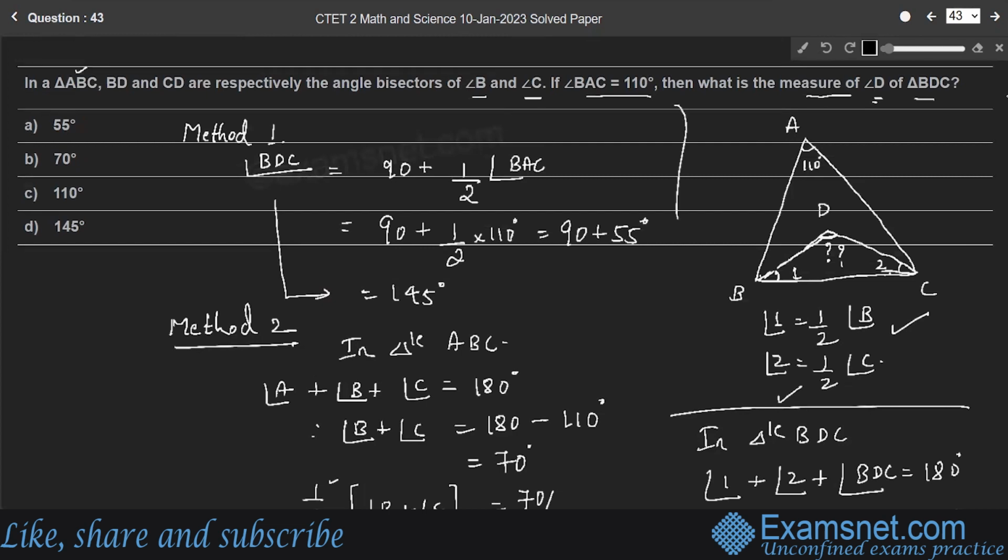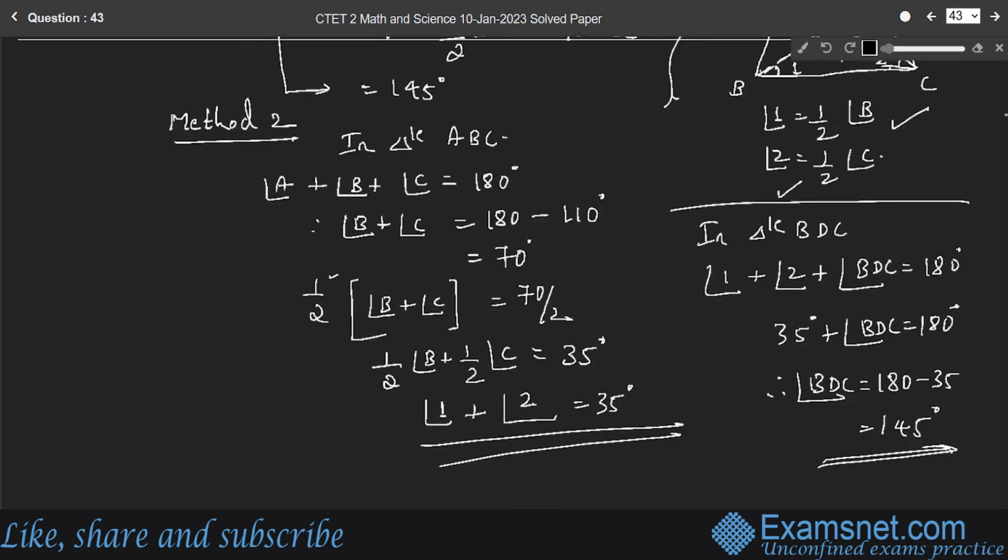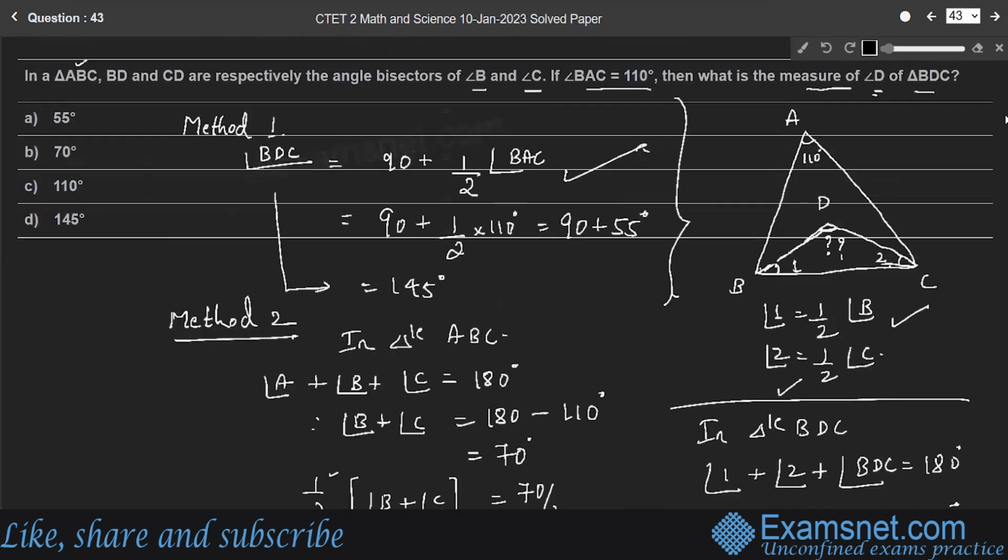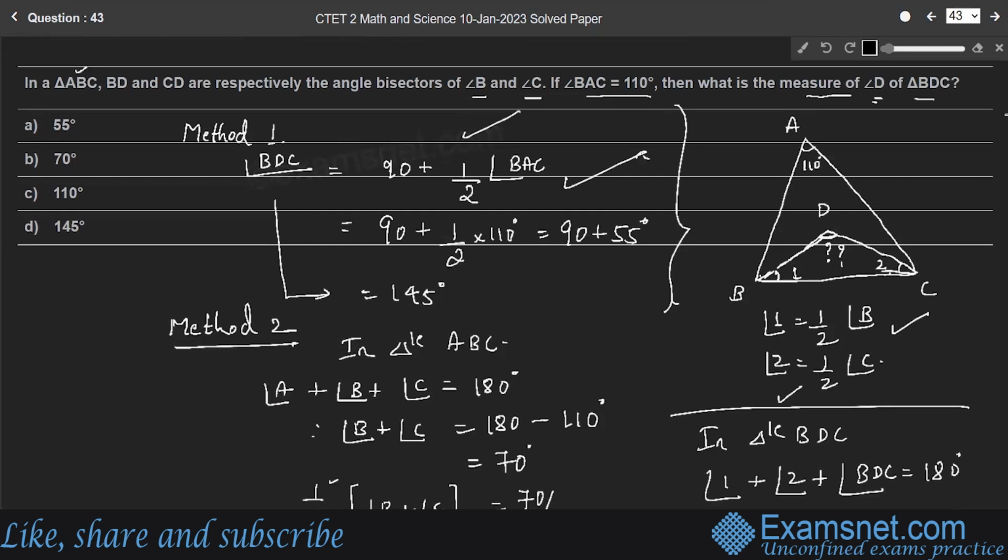The simplest method is directly substituting the values in the equation, 90 plus half of BAC. Otherwise, you can go for the second method. Both methods are easy, but compared to the second one, the first one is easier. So the answer is option D. The measure of angle D in triangle BDC is equal to 145 degrees.